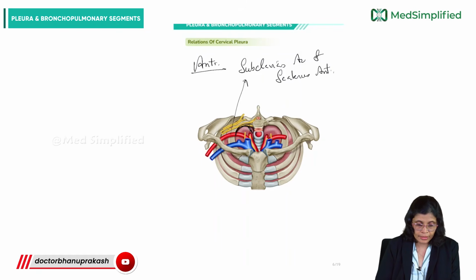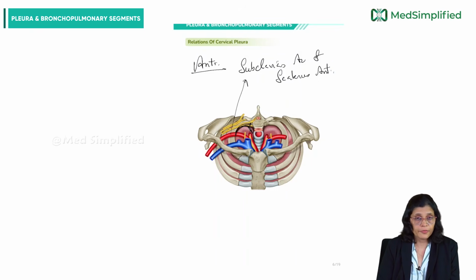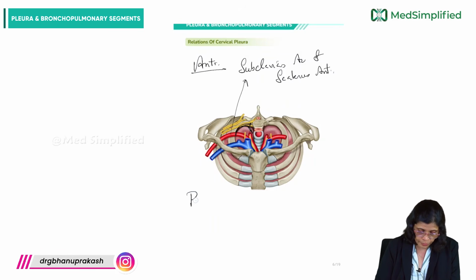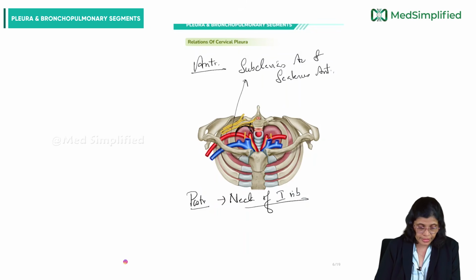Scalenus anterior muscle. So posteriorly, behind here, at this part, there is the neck of the first rib, along with the structures in front of it. So what structures are there posteriorly in front of the neck of the first rib? What are the structures we see there? We see the sympathetic chain.